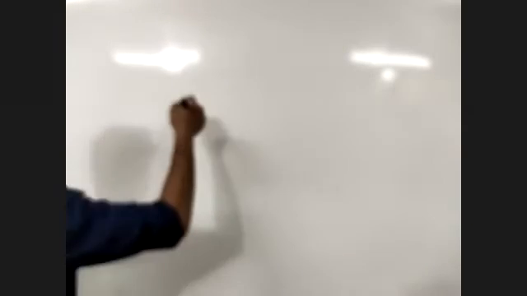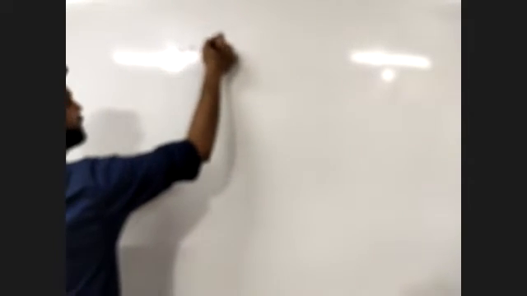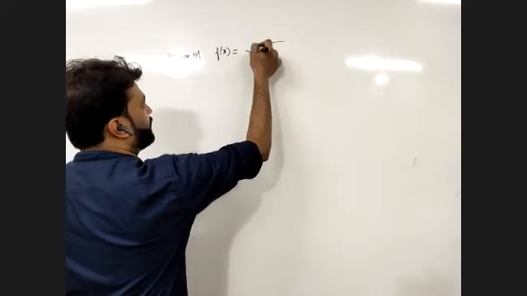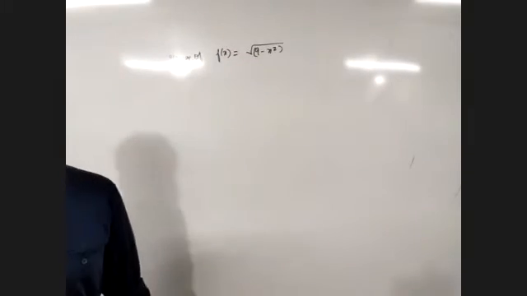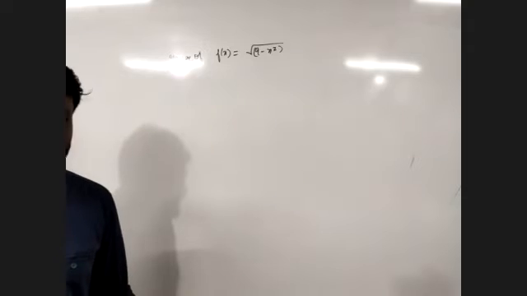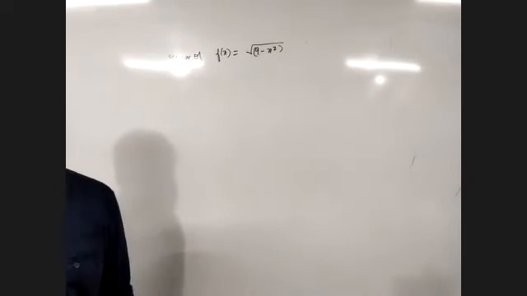We were required to find out the domain of the function, and the function was square root of 9 minus x square. Domain found. Let's try to find out the range. Can we guess the minimum value or the maximum value of this function? Yes. What will be the minimum?